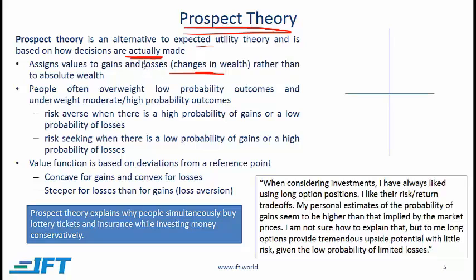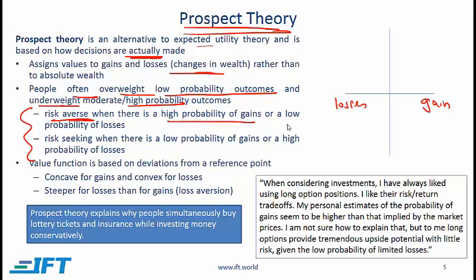In the utility function, we look at wealth on the x-axis, whereas with prospect theory, we look at gains and losses. People often overweight low probability outcomes and underweight moderate or high probability outcomes. And the implication is that people will then be risk averse when there is a high probability of gains or a low probability of losses, and people will be risk seeking when there is a low probability of gains or a high probability of losses.